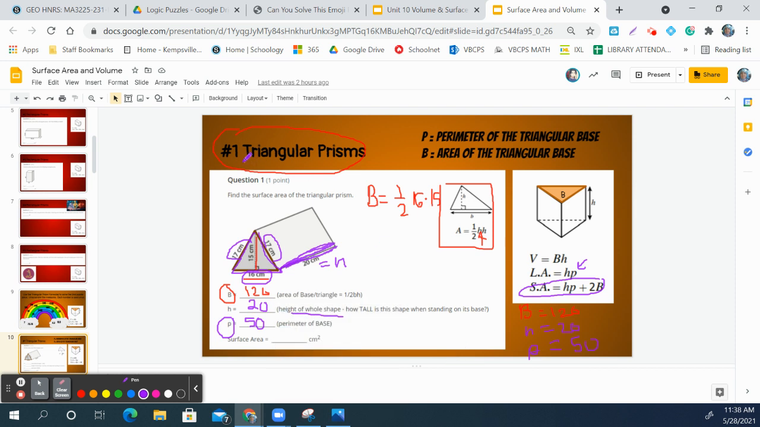Okay, remember triangular prisms are the most complicated. You need to be able to find the perimeter of the base. That's why I'm showing it to you.